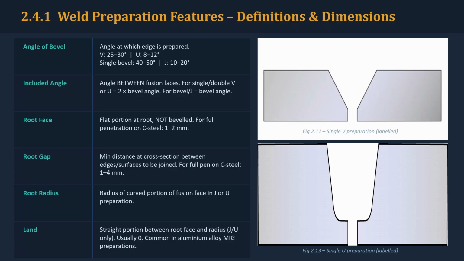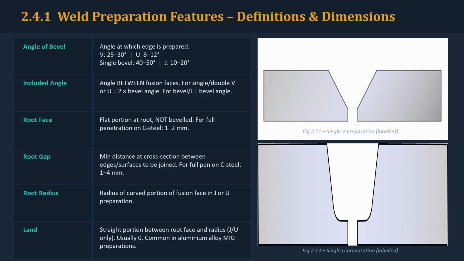The principal preparation features include the angle of bevel, the included angle, the root face, the root gap, the root radius, and the land. We will also examine open square preparations, V preparations, U preparations, bevel preparations, and J preparations, including both single-sided and double-sided configurations. Backing arrangements will also be considered. The governing preparation recommendations referenced in this section include BS EN ISO 9692.